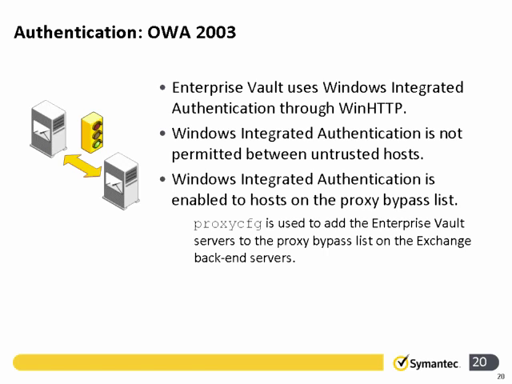Therefore, if I'm using Windows Integrated Authentication to enable the connection from the front end to the back end, I'm going to use a utility called proxycfg, which will be used to add the Enterprise Vault servers to the proxy bypass list on the Exchange back-end servers. When you are using the proxycfg utility, you will specify the names of the Enterprise Vault servers and the name of the Enterprise Vault site. You'll actually use the DNS aliases for that connection.